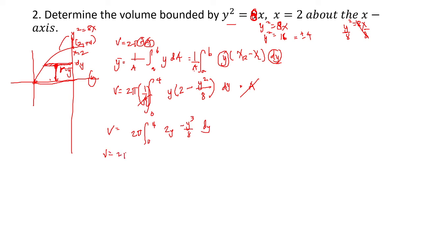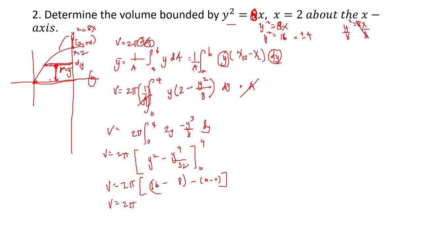So volume equals 2 pi. Again, you can use your calculators. So that's 2y squared over 2, so y squared minus y to the fourth over 32, from 0 to 4. Volume is 2 pi times 4 squared is 16 minus 4 to the power 4 over 32, which is 8. So 2 pi times 16 minus 8 is 8, giving 16 pi cubic units.